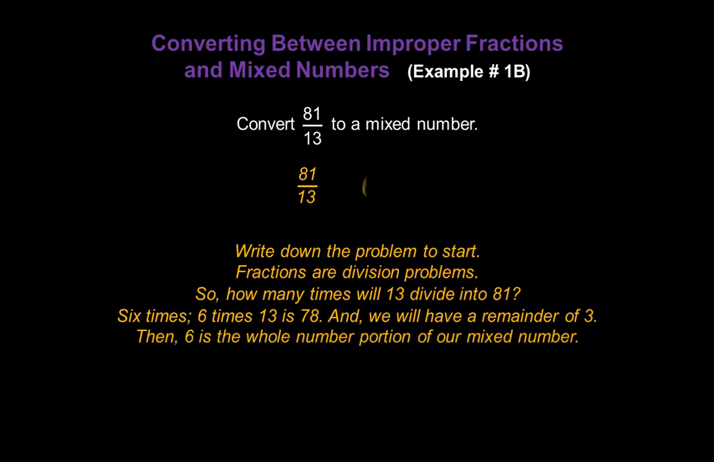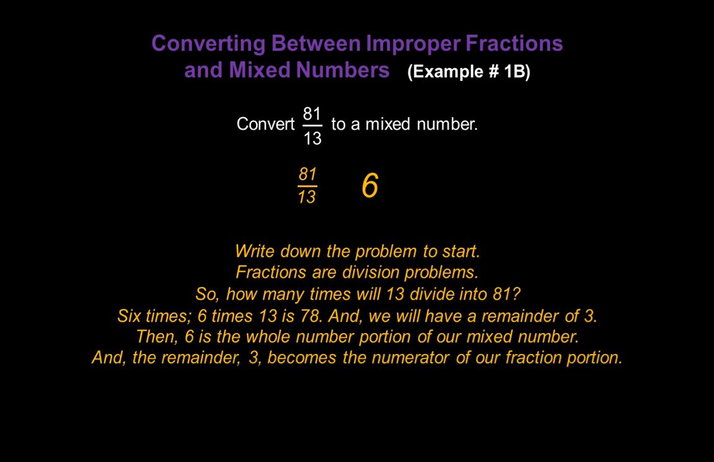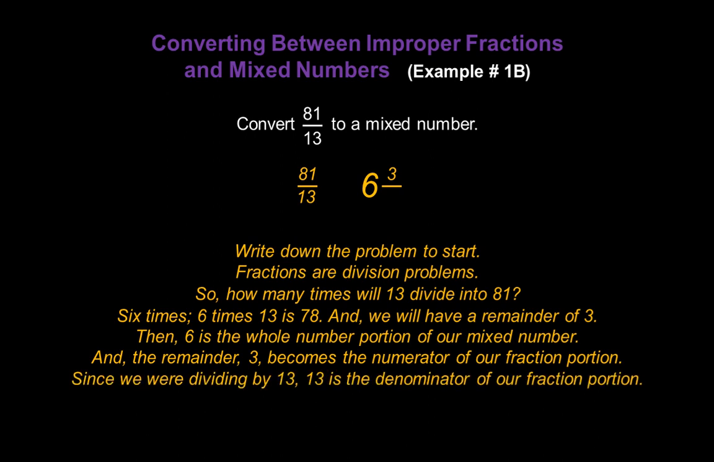Then 6 is the whole number portion of our mixed number. The remainder 3 becomes the numerator of our fraction portion. And finally, since we were dividing by 13, 13 is the denominator of our fraction portion. So 81/13 is the same as the mixed number 6 3/13.